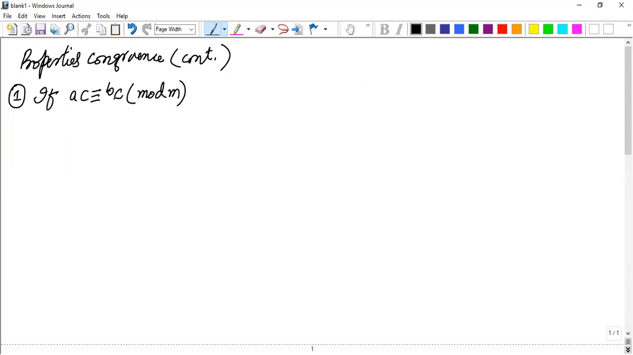So if AC is congruent to BC modulo M and the GCD of C and M is 1, then A is congruent to B modulo M. So it means we can cancel this C, or we can divide by C, if the GCD of C and M is 1.